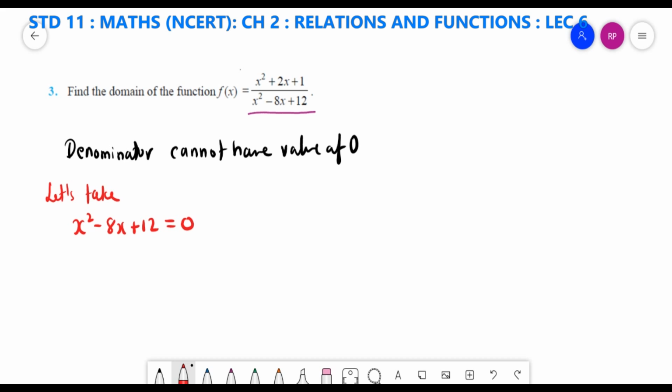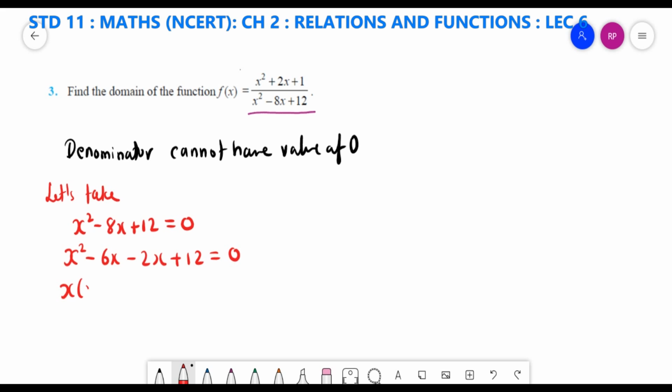So now you just make the factors. You have to factorize it. So minus 8x and 12. You know 6 twos are 12. Minus 6 and minus 2, the product will be equal to plus 12, and minus 6 minus 2 is minus 8. So I will write x square minus 6x minus 2x plus 12 equal to 0.